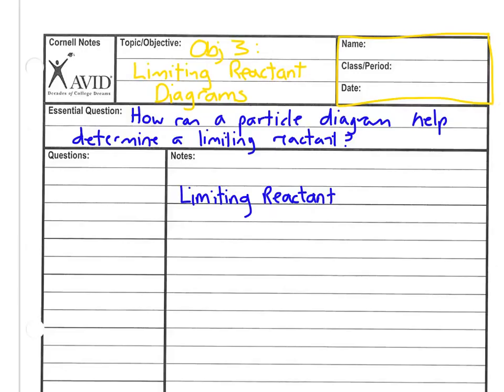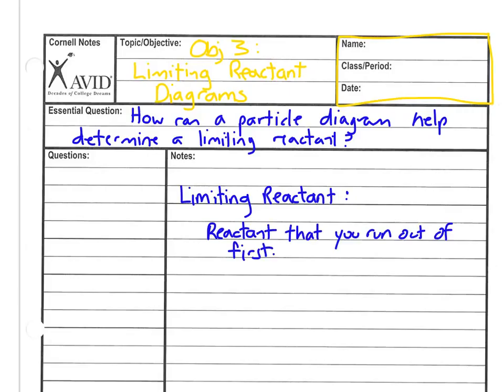So in the framing questions, you answered a question about bicycles. If you have so many wheels and some seats and some bicycle frames, how many bikes can you make? And you might have tons of wheels, way more than you have frames, but if you don't have 2 wheels per bike, then you might run out of wheels before you run out of frames. So sometimes that happens in chemical reactions. So the limiting reactant is the reactant that you run out of first.